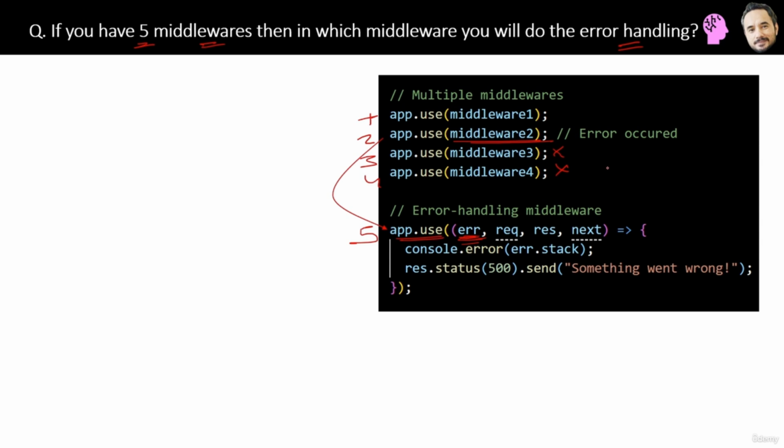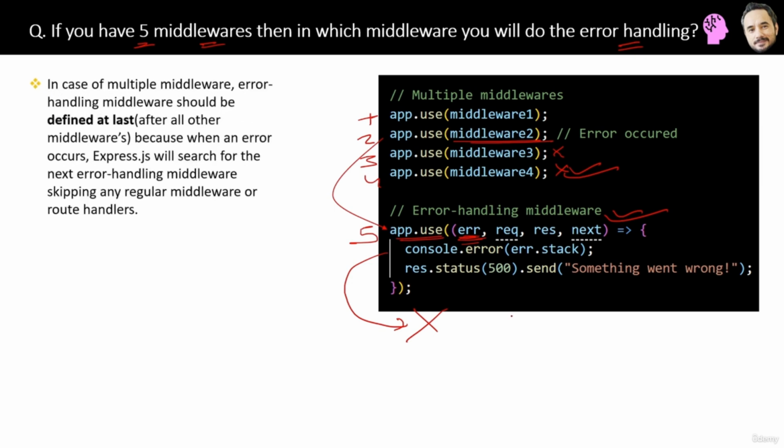Okay, so suppose if you have handled the error in this fourth, so in case the error will occur on fifth middleware, then what will happen? Then you will miss that error. Okay, so that's why handle the error in the last middleware. Great, that is the answer to this question, and the same has been written here also for later revision purpose.